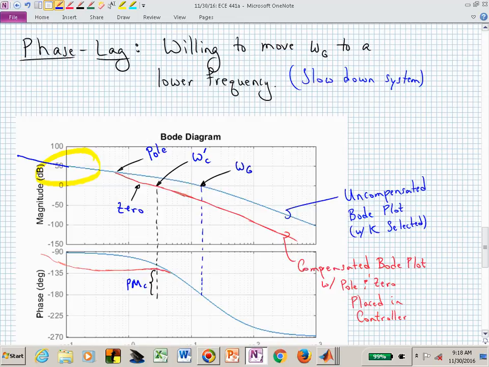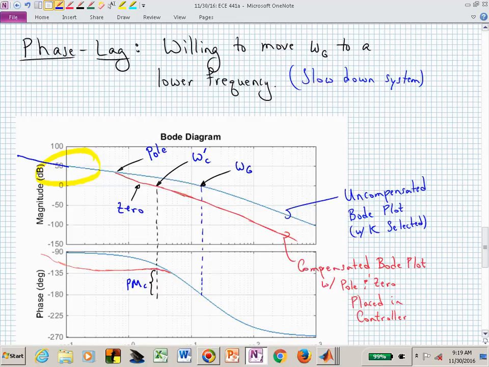And this difference between the red curve and the blue curve at that omega sub c prime is why we introduced the safety margin in our design process. The controller's phase hasn't yet finished contributing its phase at that particular frequency, omega sub c prime, because our straight line approximations are just that, approximations. It actually keeps contributing phase a little bit beyond a decade before and after the actual break frequency.